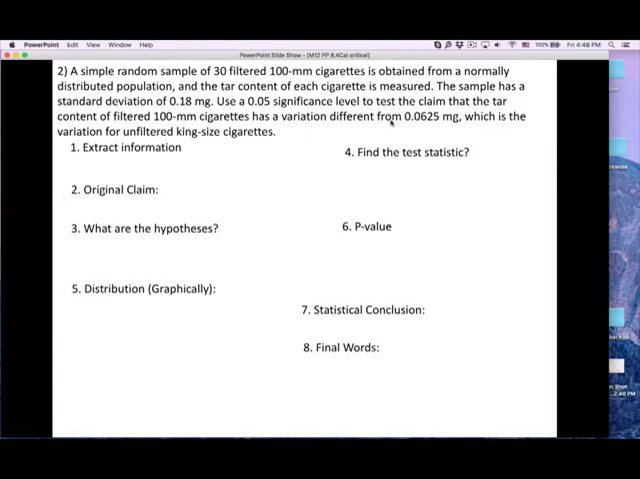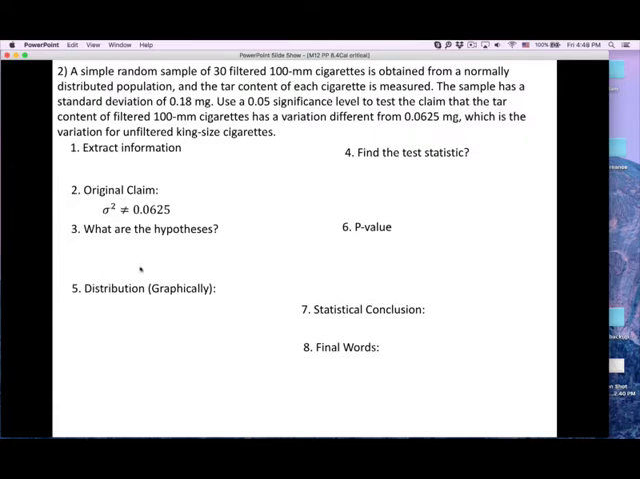Then again, figure out, are we working on proportion, mean, standard deviation, or variance? I have a variation here, so this is working on the variance. Write down the original claim statement: the variance is different from, so that will be variance not equal to 0.0625. One more time, this is a variation, so I do have the population variance in here.